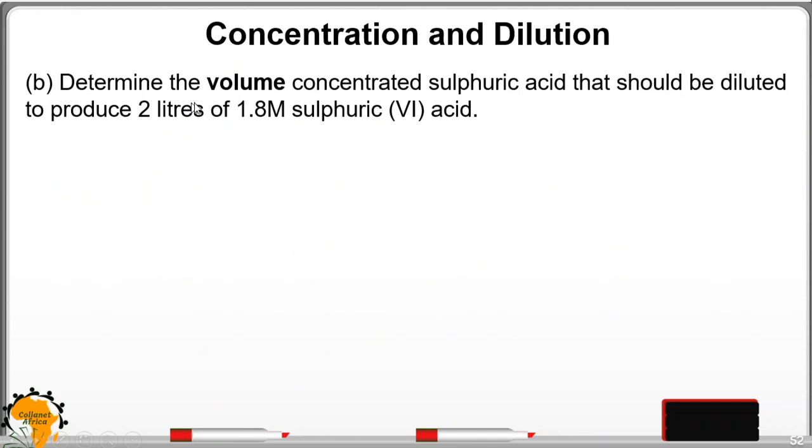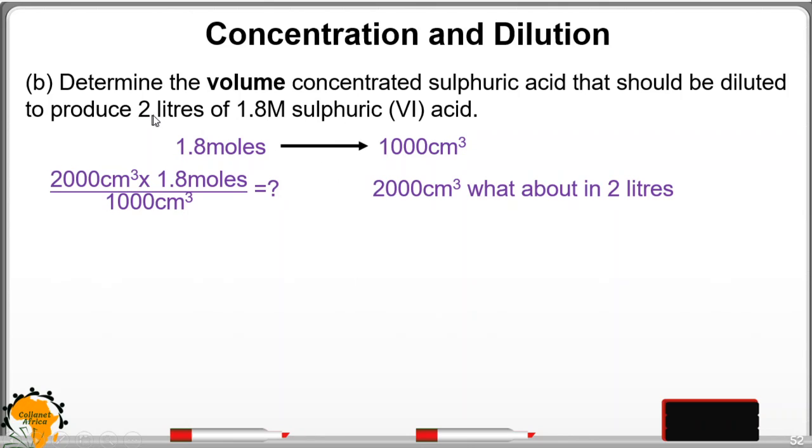Part B, determine the volume of concentrated sulfuric acid that should be diluted to produce 2 liters of 1.8 M sulfuric acid. So the interpretation of this is 1.8 moles in 1,000. So what about in 2 liters? The 2 liters will be 2,000 centimeters cubed. You multiply and then divide by 1,000, and your answer will be 3.6 moles.